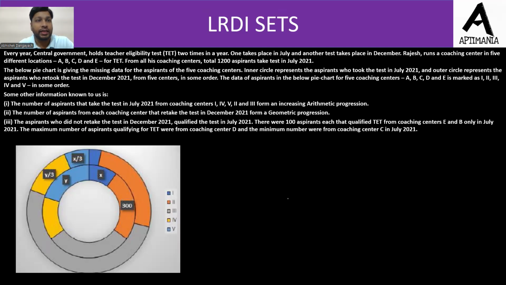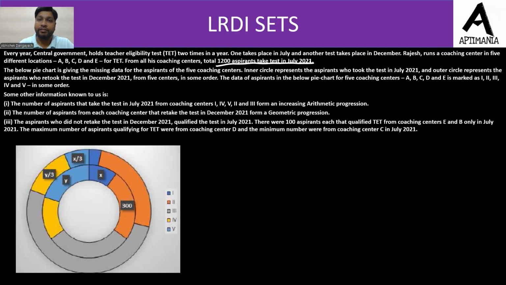Rajesh runs a coaching center in five different locations A, B, C, D, and E for TET. From all his coaching centers, a total of 1200 aspirants take the test in July 21. The below pie chart is giving the missing data for the aspirants of the five coaching centers. The inner circle represents the students who took the test in July 21, and the outer circle is for the aspirants who retook the test in December 21 from the five centers in some order.